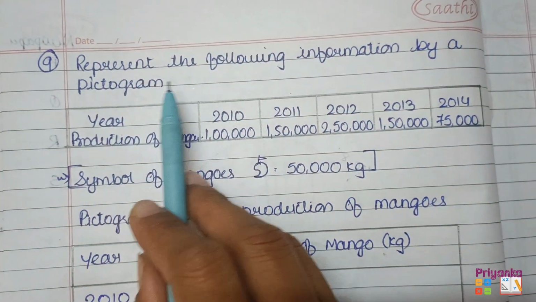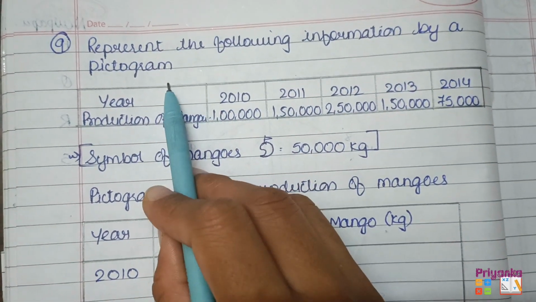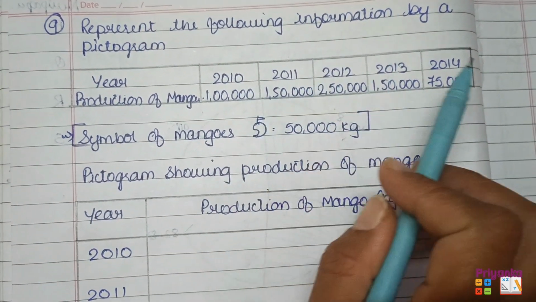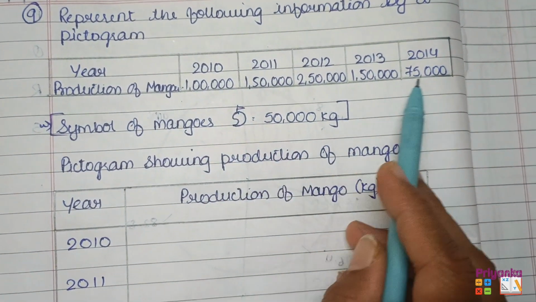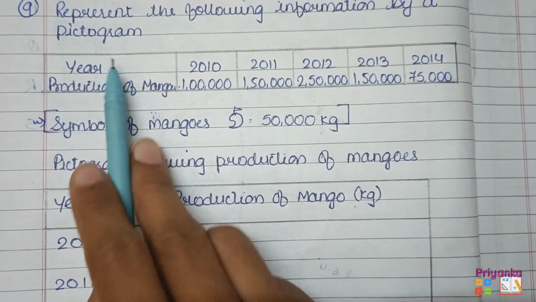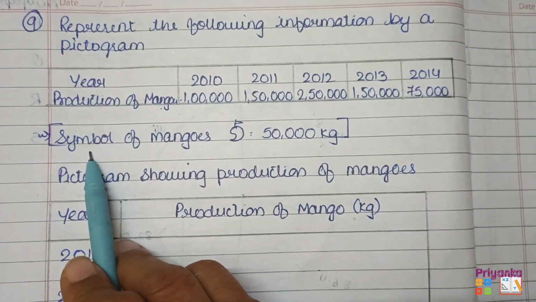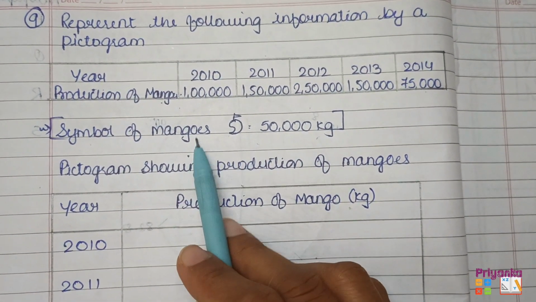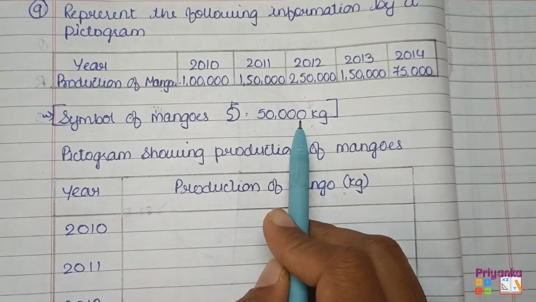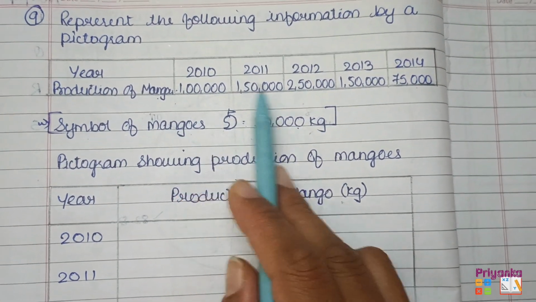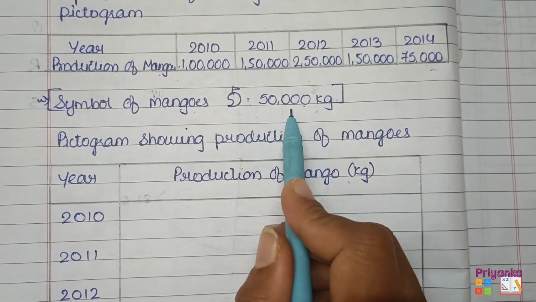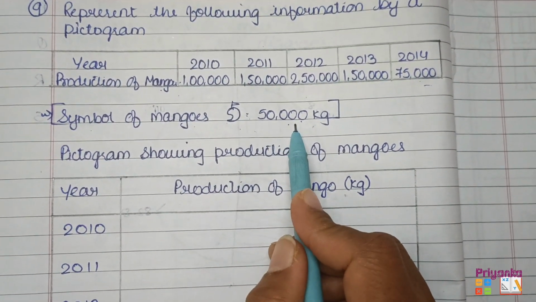Next, question number 9. Represent the following information by a pictogram. Here the year is given and the production of mango in the question, that is 2010 to 14. When we are preparing a pictogram, whatever product has been shown, the symbol has to be shown for it. Here they are showing a production of mangoes, so one mango shows 50,000 kg. You can see it is 1 lakh, 1 lakh 50. These are the production of mangoes in kg. So one mango displays 50,000 kg. This is how you have to display.